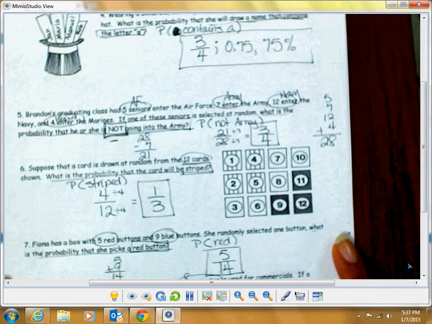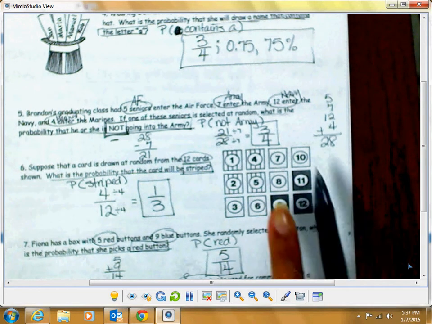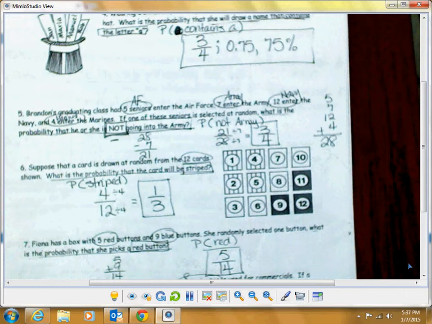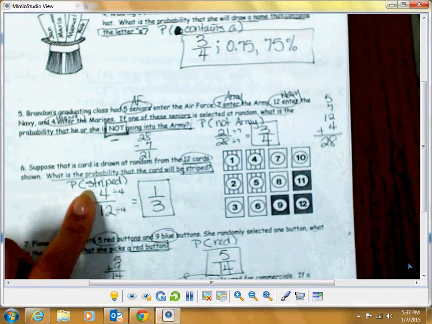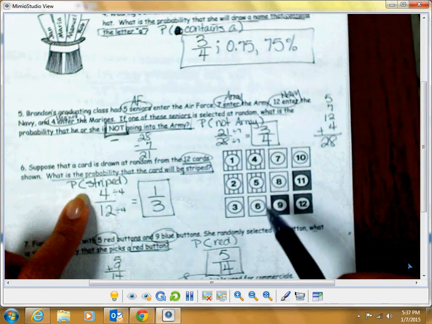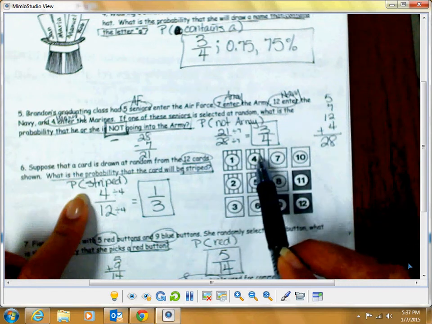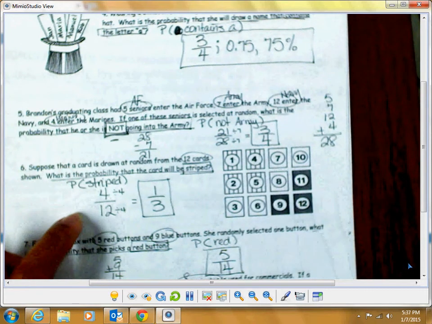Number 6, we had the probability, we had 12 cards, and we want the probability that the card will be striped. So we're going to write P in parentheses striped. So we want the probability of a striped card. We're going to count the striped cards, 1, 2, 3, 4, and we write it over the total of 12. Simplified to 1/3. Very simple.